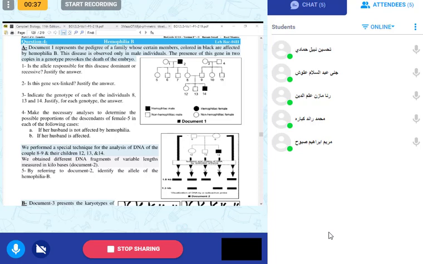He told you the presence of this gene in two copies provokes the death of the embryo. Right. So if it is autosomal recessive, for the disease to appear the individual should carry both alleles. But we have number 2 and number 14 affected, which means for sure they are not carrying both alleles. Okay, so for sure it is not autosomal.